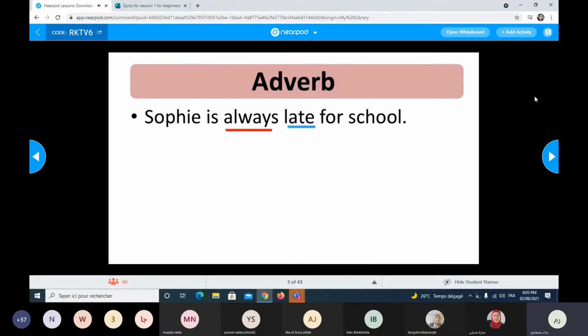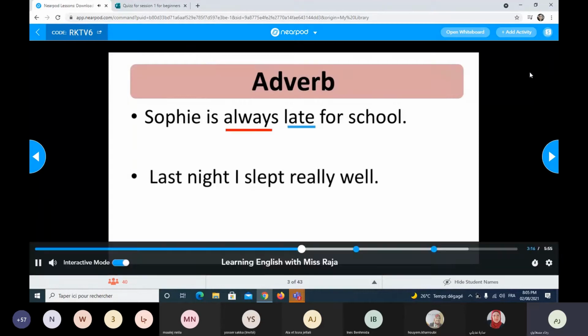It is also important to note that late is an adverb and an adjective. Last night, I slept really well. The adverb in this sentence is last night.